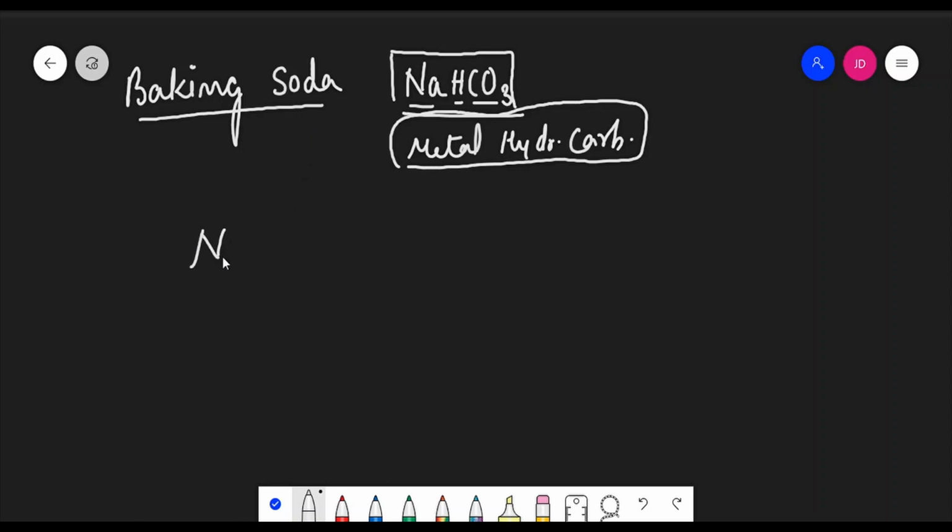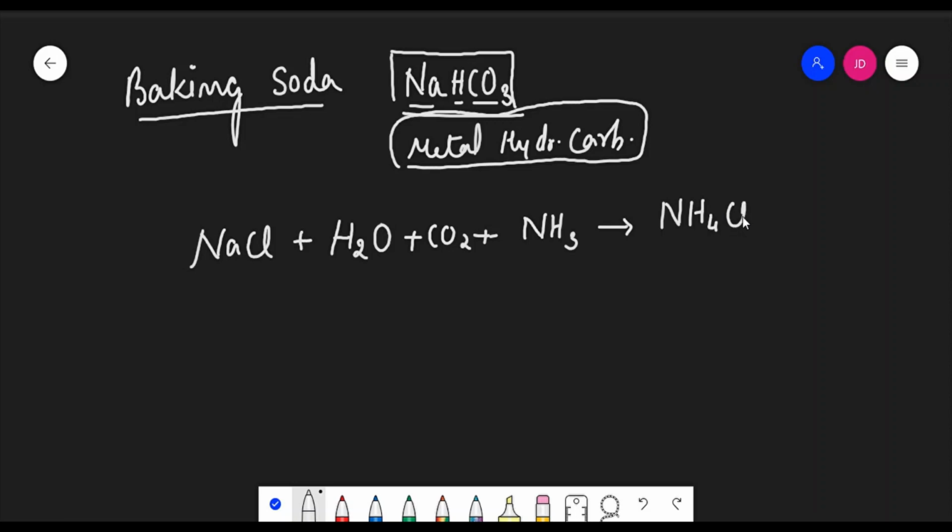So I told you NaCl was very much important. Why? Because it was a very important raw material. From this we could get NaOH, chlorine and hydrogen from the chloralkali process. Here again from NaCl we're getting baking soda also. So you take NaCl plus H2O plus carbon dioxide and NH3. NH3 is ammonia. Then what will you get? You will get ammonium chloride, NH4Cl, plus our baking soda, NaHCO3. So this is the only reaction which you have to remember.